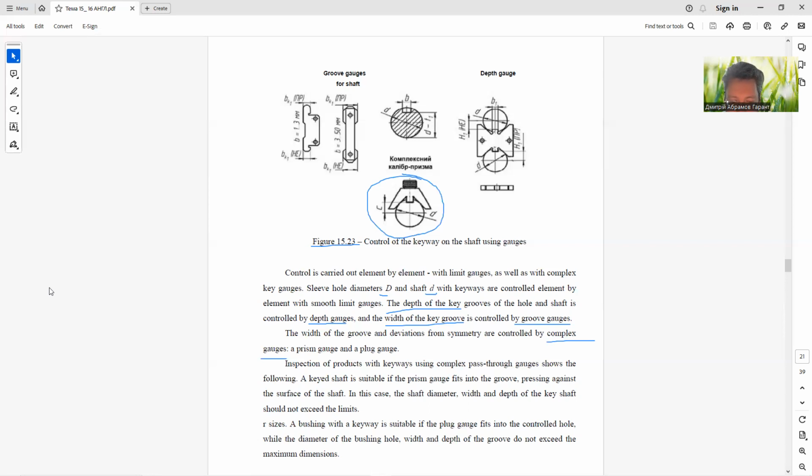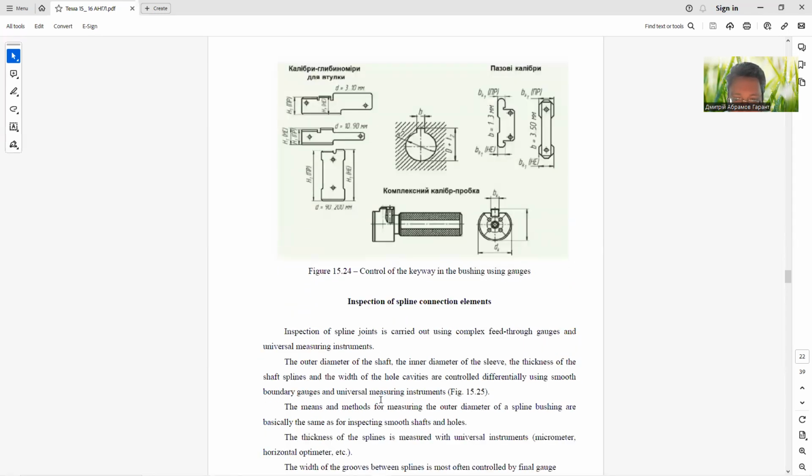A bushing with a keyway is suitable if the plug gauge fits into the controlled hole, while the diameter of the bushing hole, width and depth of the groove do not exceed the maximum dimensions. In figure 15.24, you can see control of the keyway in the bushing using gauges.